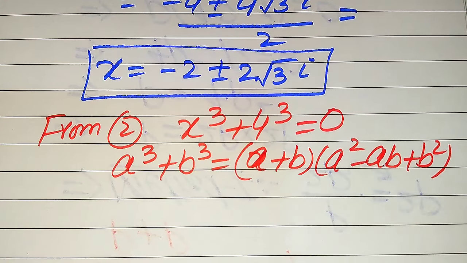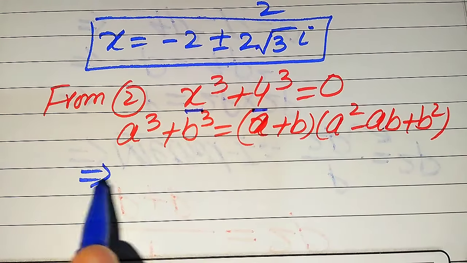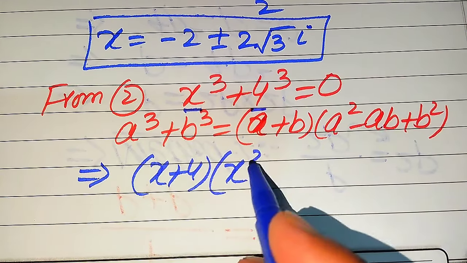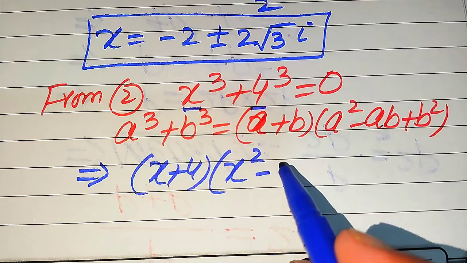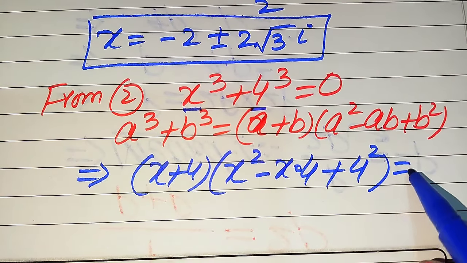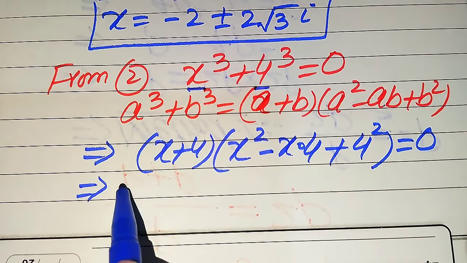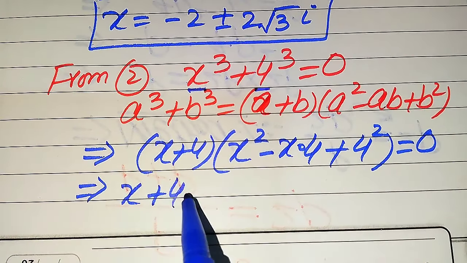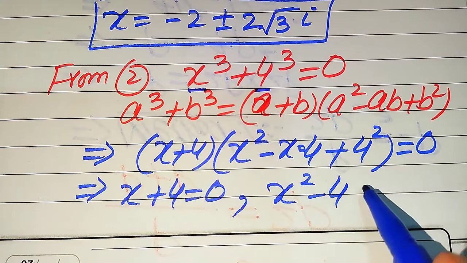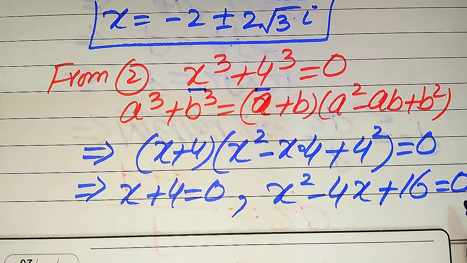And you see here the base of this term is our a and the base of this term is our b. So after applying this formula, it will be written as x plus 4 times x square minus ab. So here our a is x and b is 4, plus b square. B is 4 square, and this whole equation is equal to 0. And now we again divide this equation into two cases. The first case is we write x plus 4 is equal to 0, and the second case is we write x square minus 4x plus 4 square, which becomes 16, is equal to 0.